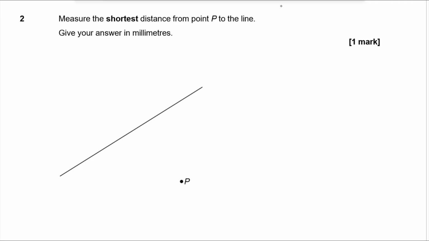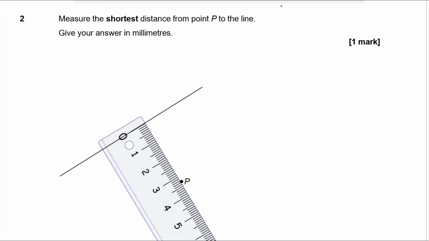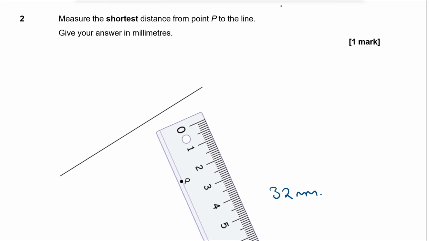And probably the easiest way to do that is if you've got a clear ruler, is just to align the beginning of each scale on both sides on the line and kind of line the edge of the ruler up with the point P. And then that way you can just kind of measure from that 0 up to the point P, and that comes out to be around about 32 millimeters. I'm going to write down 32 millimeters for that.